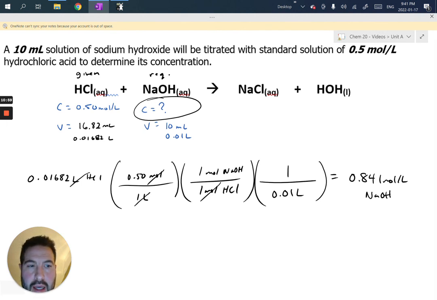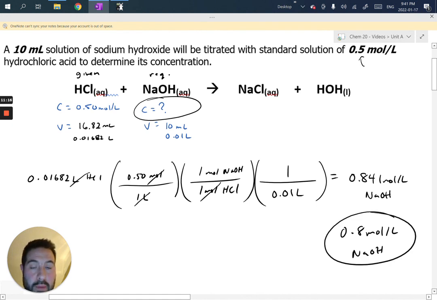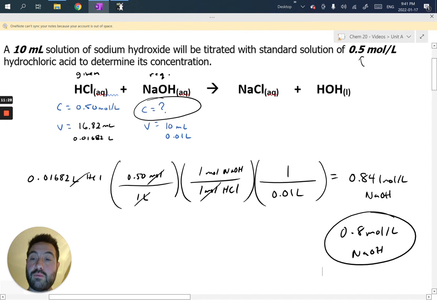I guess it's 1 sig dig here. So 0.8 moles per liter would be a more proper answer for my concentration of sodium hydroxide. And that's it. I'll make another quick video looking at a titration curve, but that's it. So we're experimentally finding that missing volume, doing a titration so that we can solve it using a stoichiometric equation.